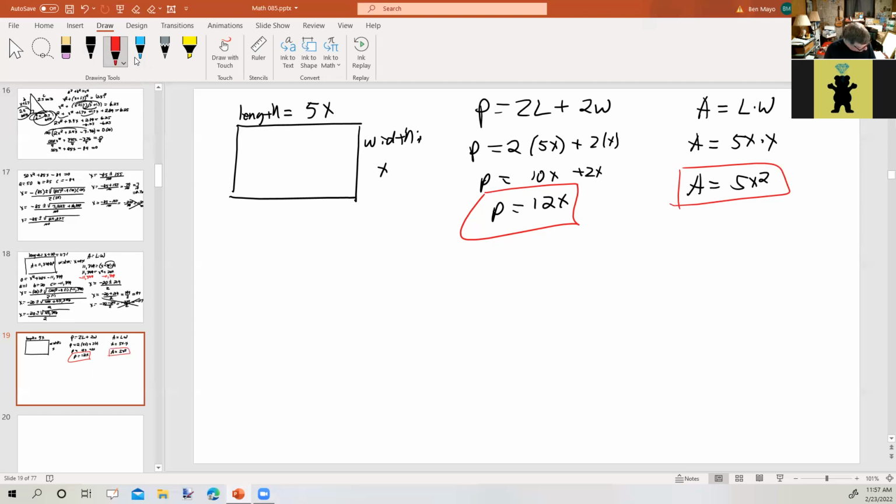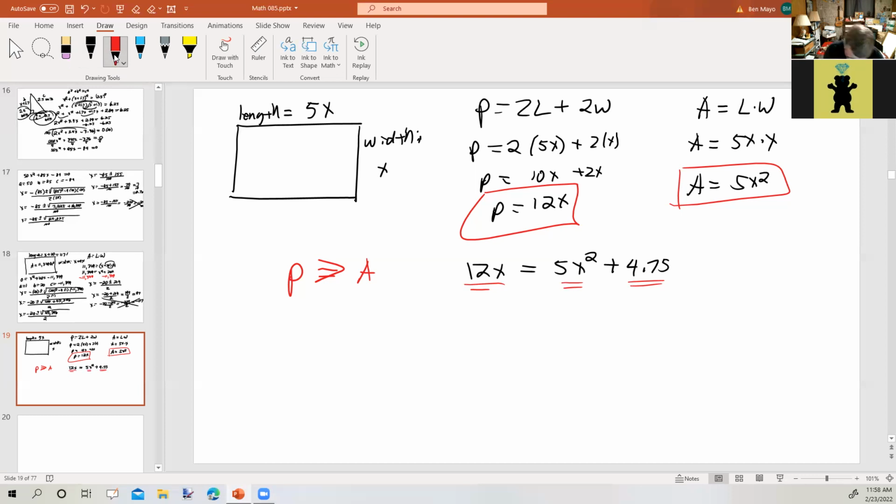It says when measured in miles, its perimeter exceeds its area by 4.75. So the perimeter exceeds the area, okay? So the perimeter is greater than the area. How much greater? 4.75. So our equation would be 12x equals 5x squared plus 4.75. Again, the perimeter is this much more than the area. You okay with that? Any questions there?